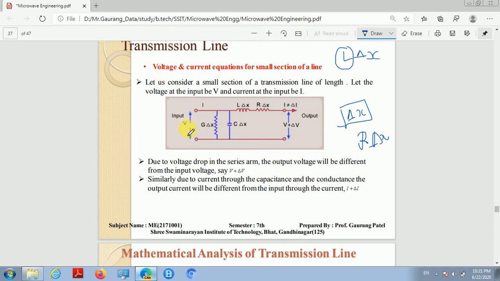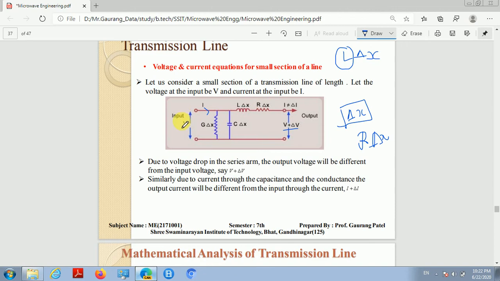Okay, I have applied input voltage V, and the current due to this voltage will be I, that is flowing in the transmission line. Here at the input side I have applied the voltage V. So at the output side the voltage will be V plus delta V. This delta V is nothing but the voltage drop in the series arm.